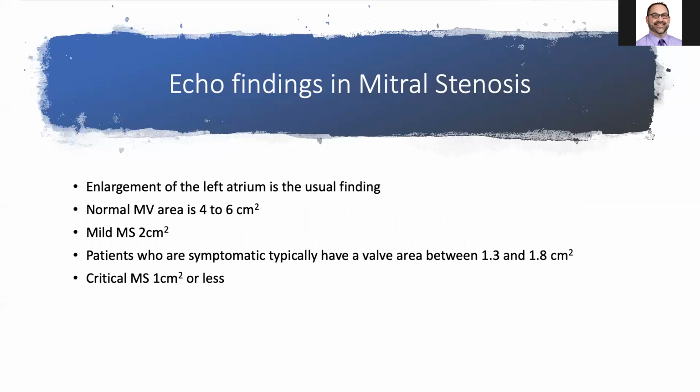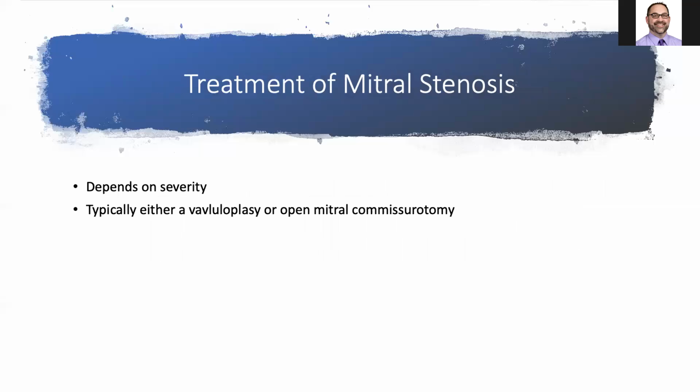Echo findings: enlargement of the left atrium. Patients who are symptomatic typically have a valve area between 1.3 and 1.8 centimeters squared. Treatment depends on severity, typically a valvuloplasty or an open mitral commissurotomy. So, basically where they go in and stretch that valve or cut the muscle around the valve to lessen that stenosis.